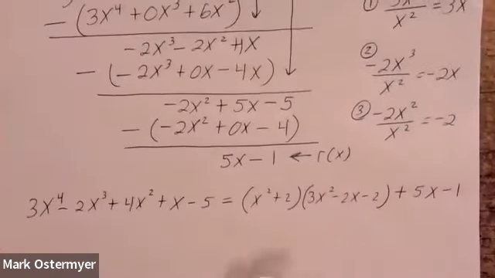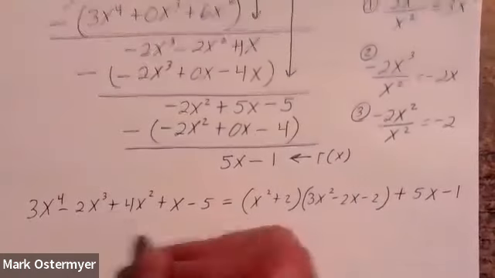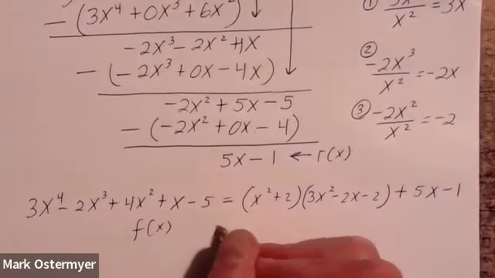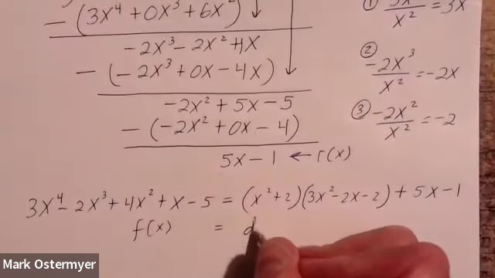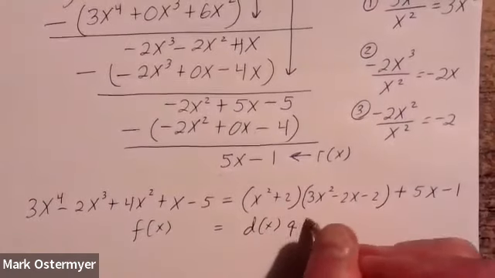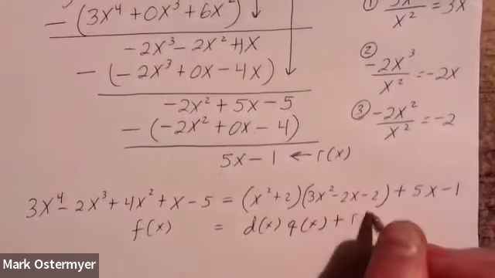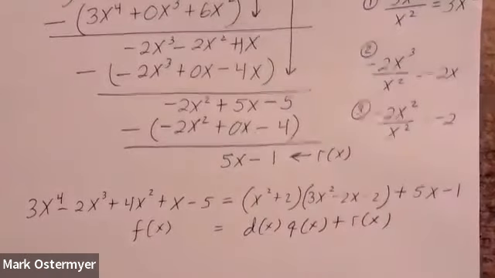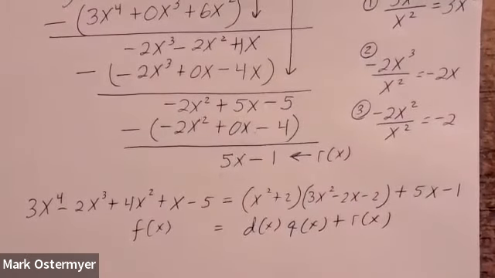And there you go, ladies and gentlemen. By the division algorithm, we've written our polynomial function f of x as our divisor polynomial times our quotient polynomial plus our remainder polynomial. Any questions how we perform that long division there?